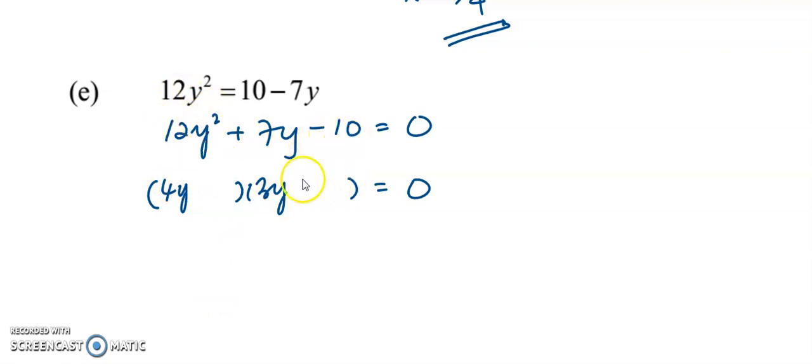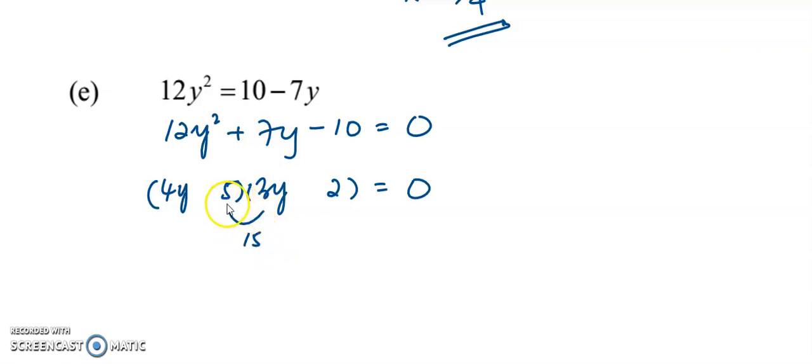And for the 10, I try to use 5 and 2 maybe. 5 multiplied by 2. So 10 also has a few combinations. It can be 10 multiplied by 1, or 5 multiplied by 2. So in this case, I try 5 multiplied by 2. Again, this is trial and error. Alright, then we try to take this.